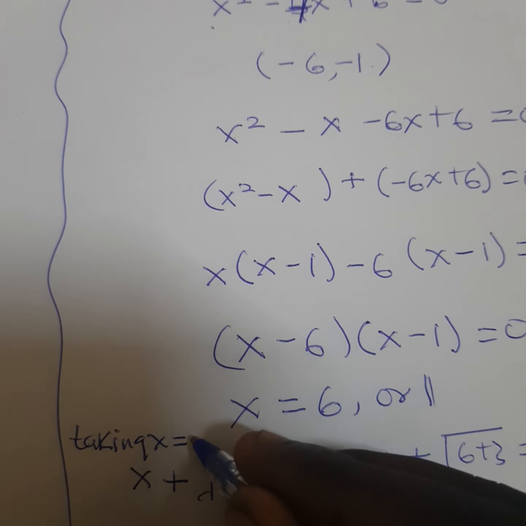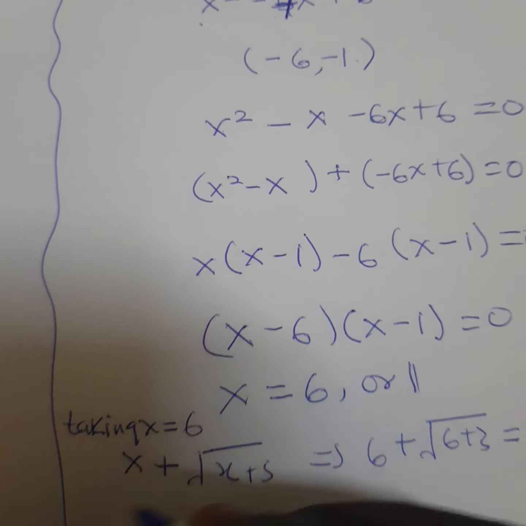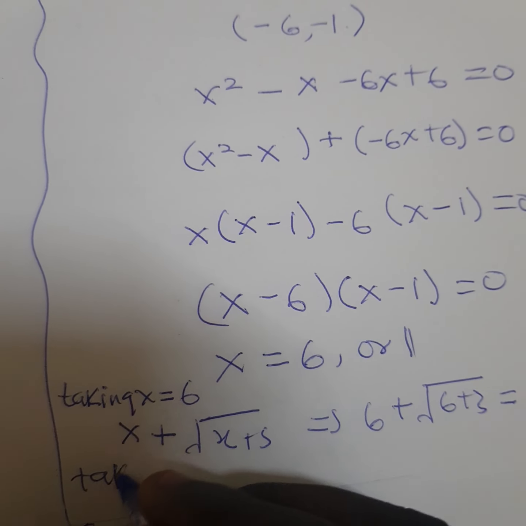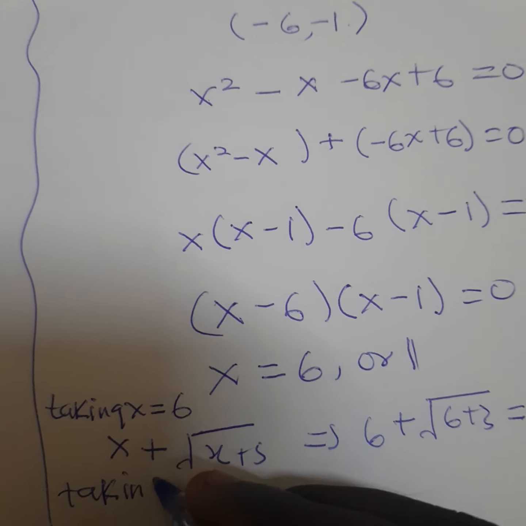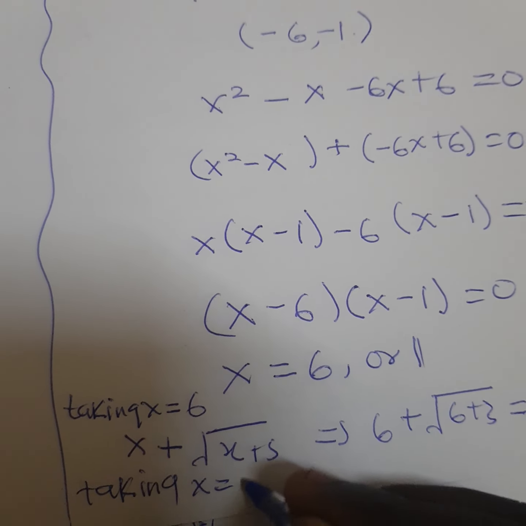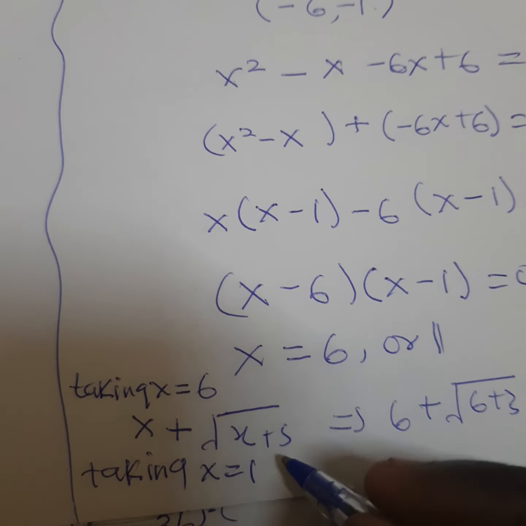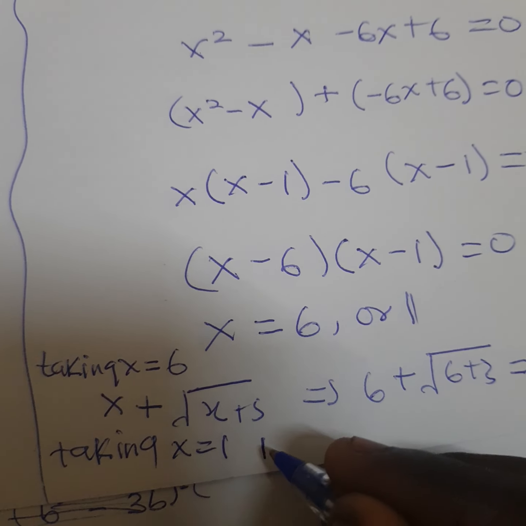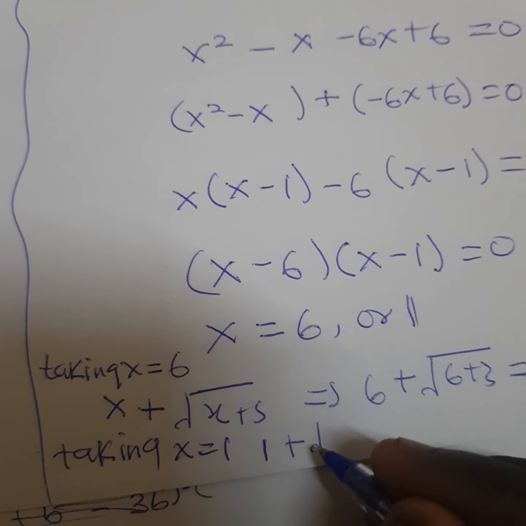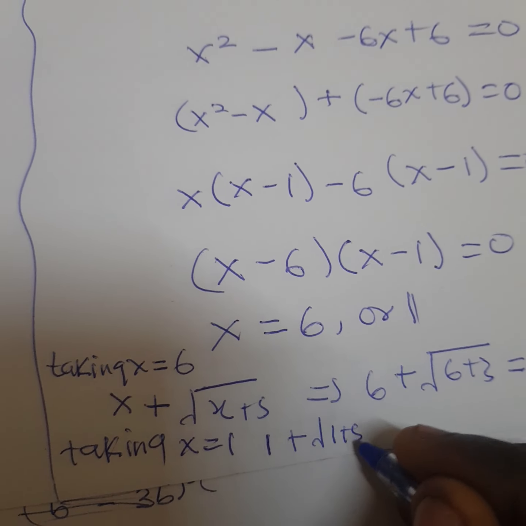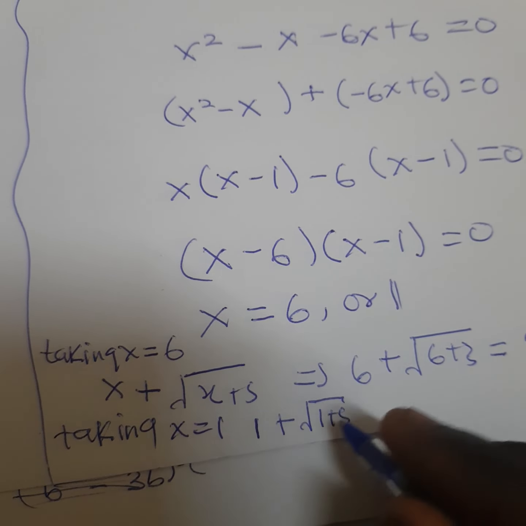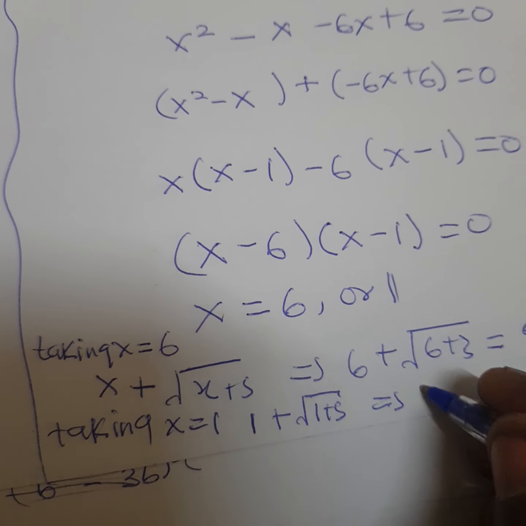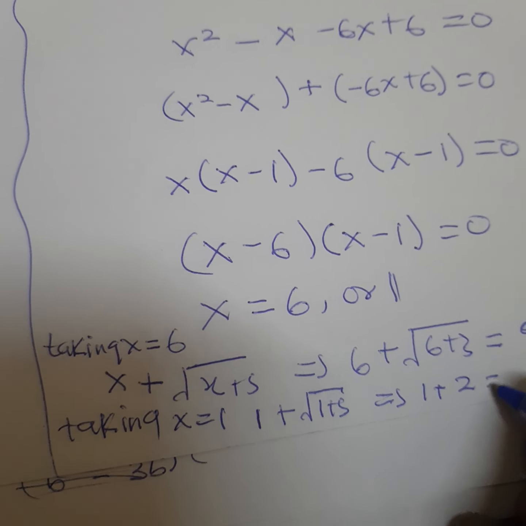Now when you pick, that is taking x equal to 6. Now taking x equal to 1. If you take x equal to 1, it will be what? 1 plus root of 1 plus 3. Now if you solve this, it will imply that 1 plus what? 2, which is equal to 3.